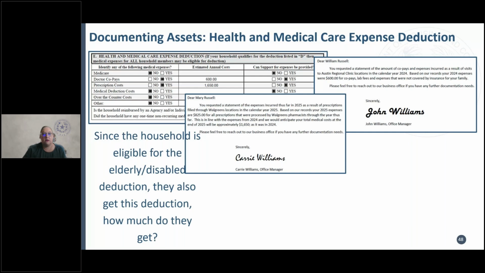And then I will launch the poll. If you're ready for me to launch the poll, you can throw a thumbs up in there. All right, I'm going to go ahead and launch this. How much is their deduction?